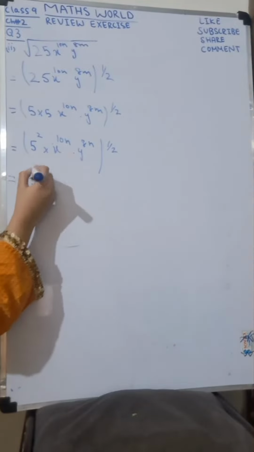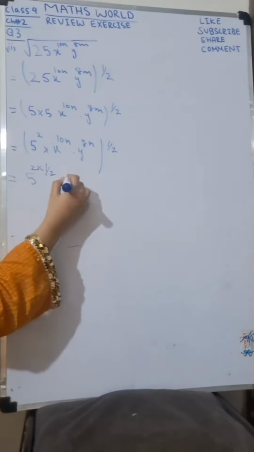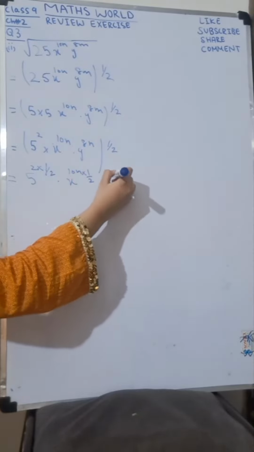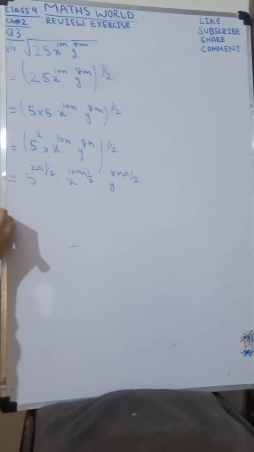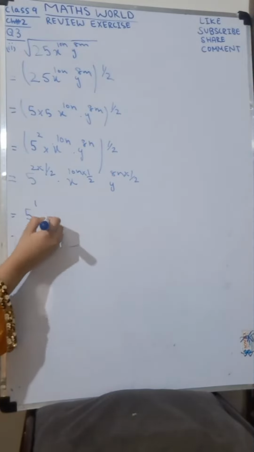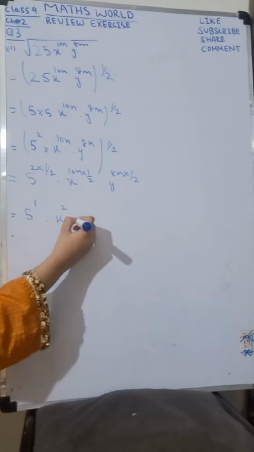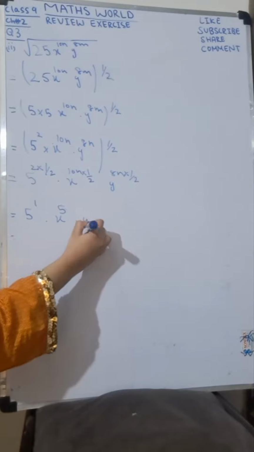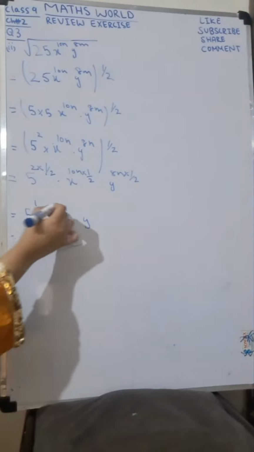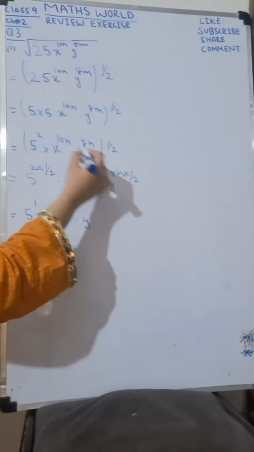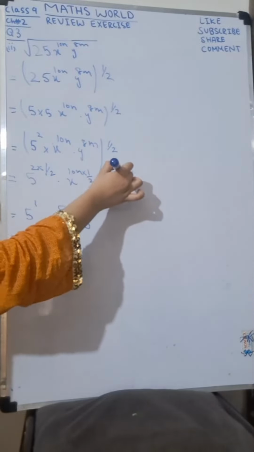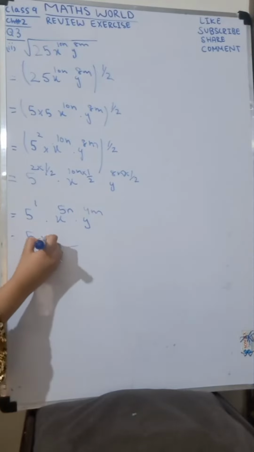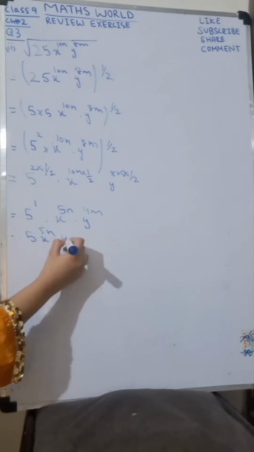That becomes 5 multiplied by 1/2, x^10n multiplied by 1/2, y^8m multiplied by 1/2. It becomes 5^1 x^5n, because 2 fives are 10, and y, 2 ones are 2 and 2 fours are 8, so it becomes 4m. So 5 x^5n y^4m.